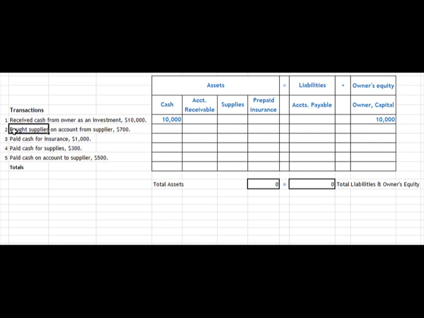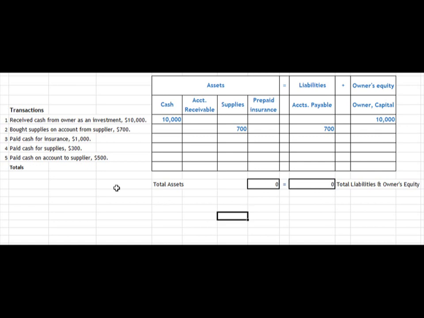For the second transaction, the business bought supplies on account from supplier, amounting to $700. Here, we bought supplies, so the supplies account will increase by $700. But since this is bought on account, meaning it's a payable, our payable, which is a liability, will increase by $700. So the accounting equation is still equal.